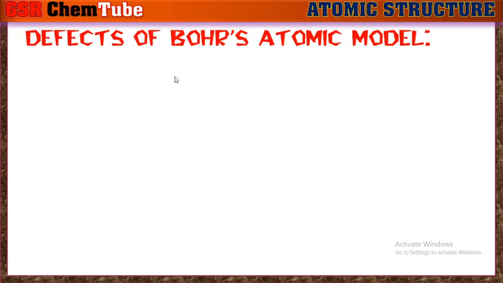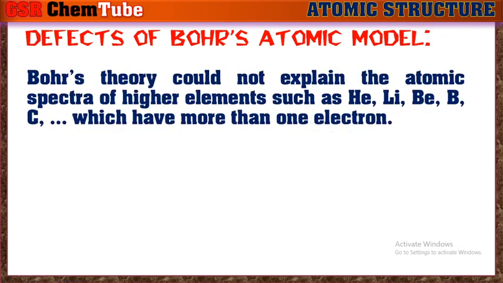Here are some defects in Bohr's atomic model. Let us see those here. One of them is that Bohr's theory could not explain the atomic spectra of higher elements such as helium, lithium, beryllium, boron, carbon and so on, which have more than one electron. That means this theory is limited to single electron species like hydrogen.